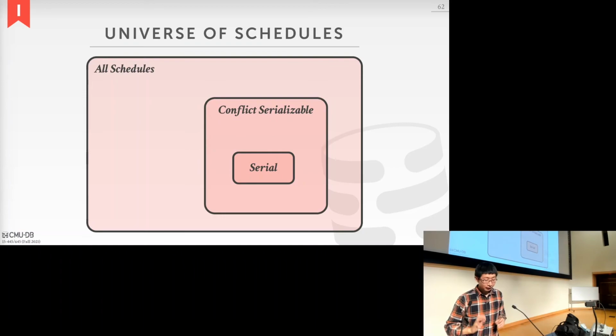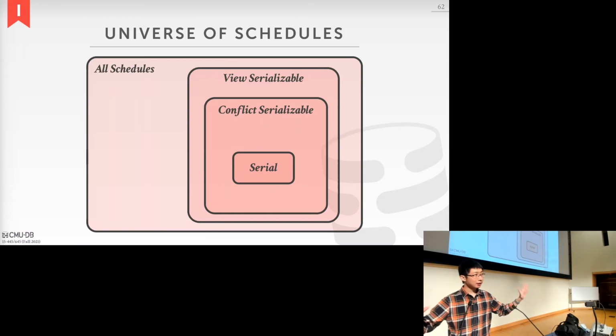Then conflict serializable would obviously be bigger than that. You can interleave certain operations, but there cannot be any cycle in the conflict graph defined by the three types of conflicts earlier. If there is no cycle in the dependency graph, it will be called a conflict serializable schedule. And then view serializable is strictly bigger than that. It allows all the conflict serializable schedules, but it also allows other transaction scheduling as well, such as a blind write, as we talked about earlier.